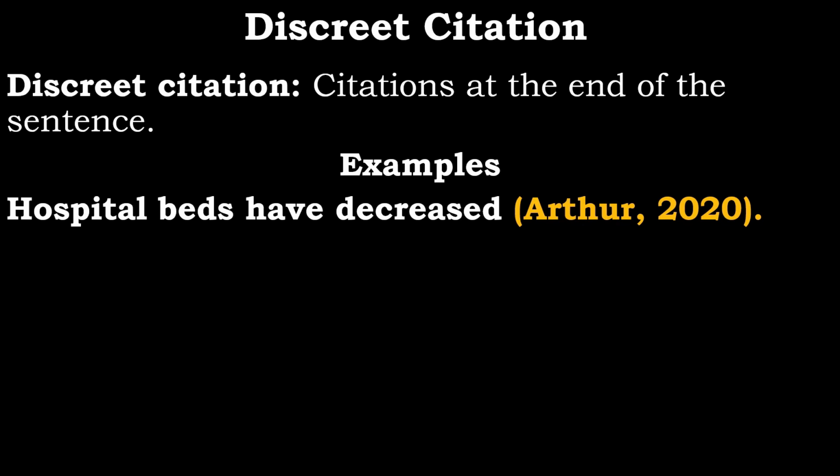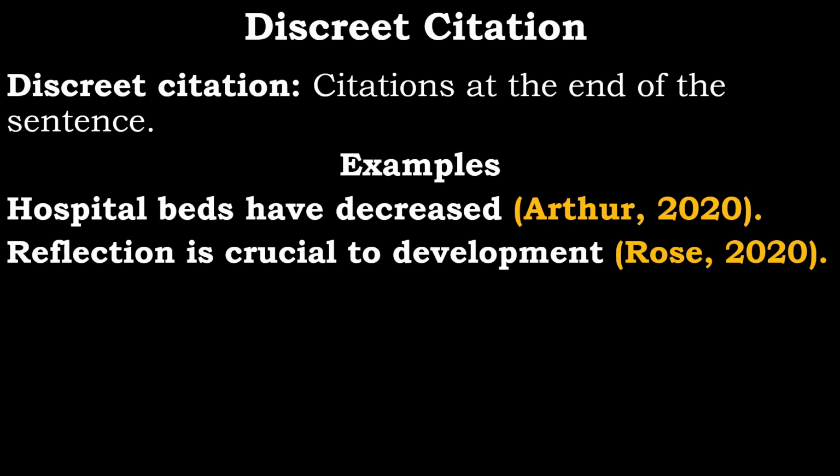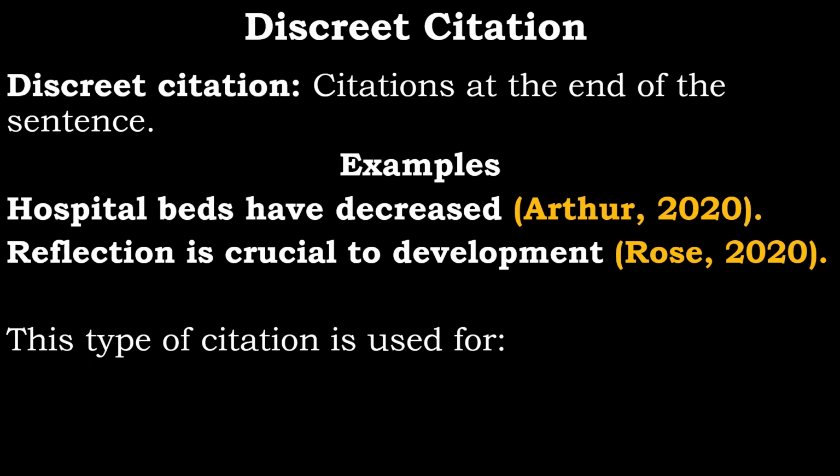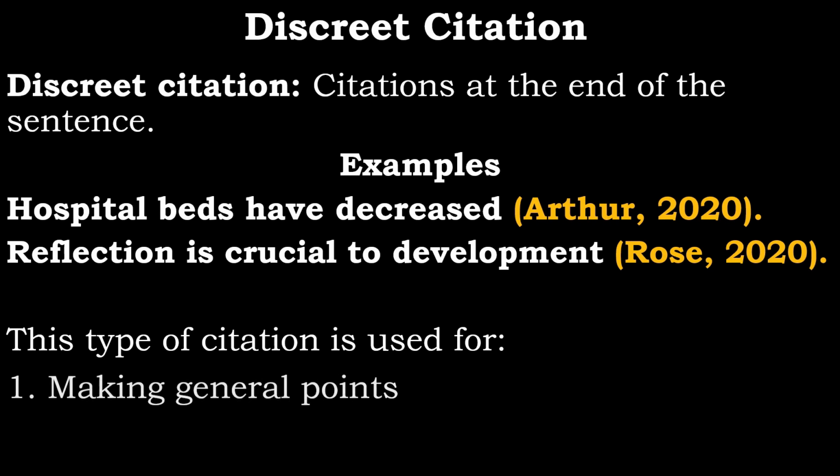Hospital beds have decreased. Arthur 2020. A discrete citation. Reflection is crucial to development. Rose 2020. Once again, a discrete citation that comes at the end of the sentence. This type of citation is used for making general points. Hospital beds have decreased. This is a general statement. Reflection is crucial to development. This is a general statement.